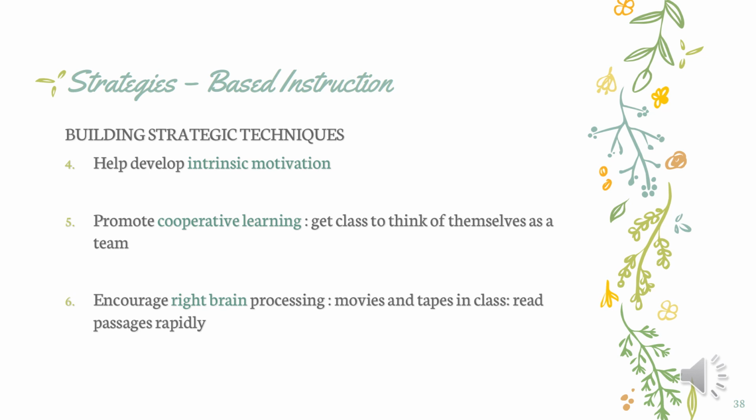Next is to encourage right brain processing. This can be done in class by showing the students movies and tapes. Other than that, teachers can ask students to read passages rapidly. In addition, teachers can do oral fluency exercises where the objective is to get students to talk or write a lot without being corrected.